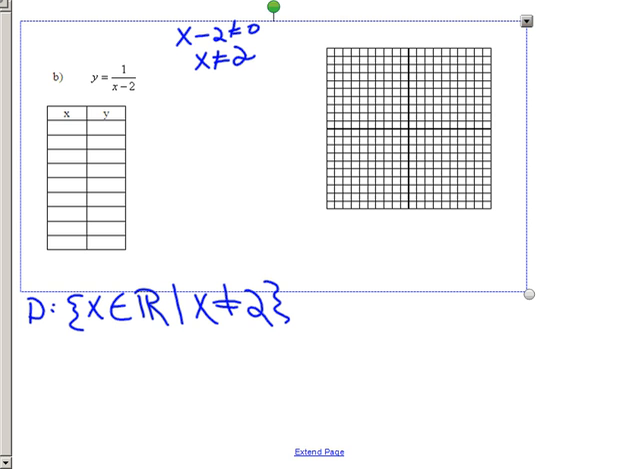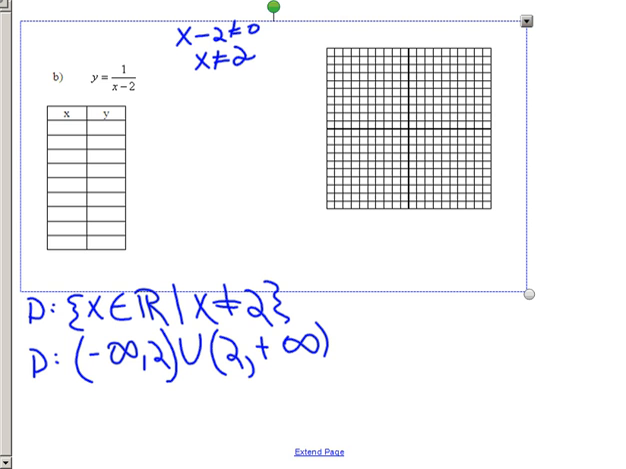To list this in interval notation, it will look like this. We go from negative infinity to 2, parentheses, because we do not want to include 2, in union with, and sometimes books will just use a comma here, but it's nice to say in union with, 2 comma to positive infinity. That's the domain. Again, we will consider the range after we draw a nice picture.